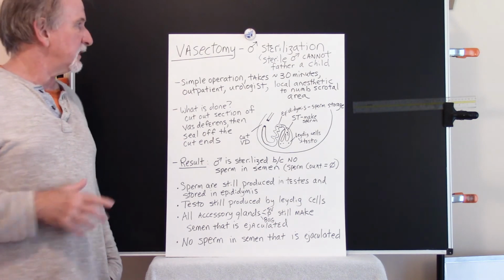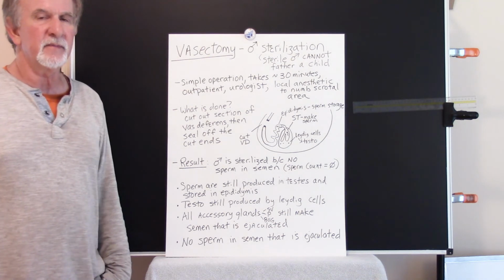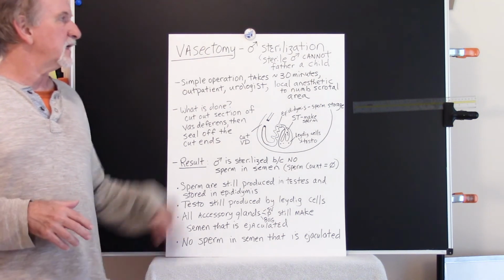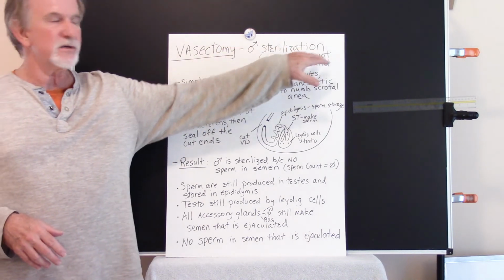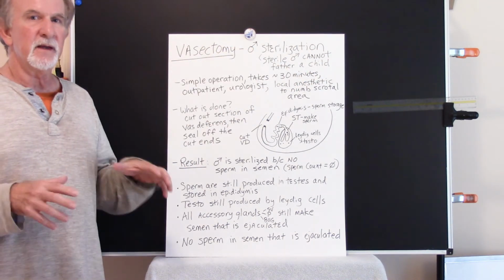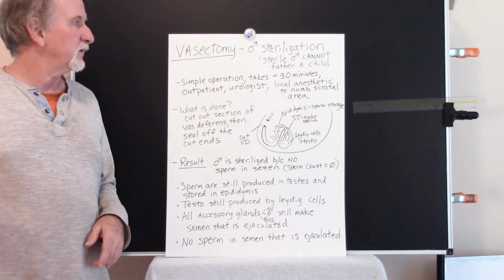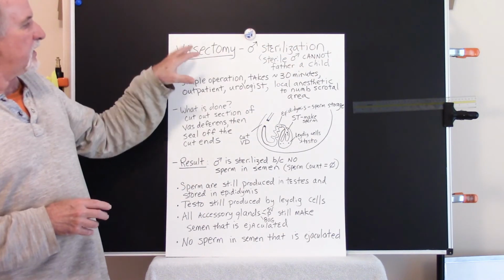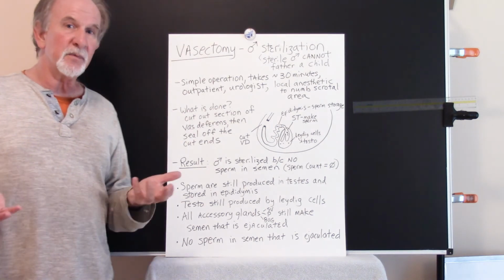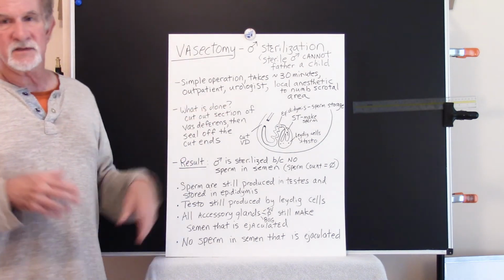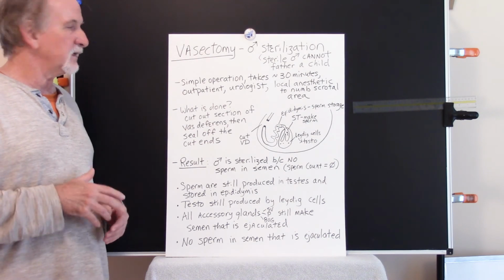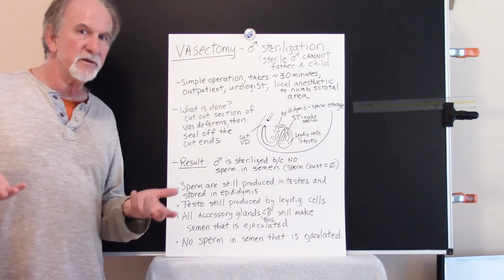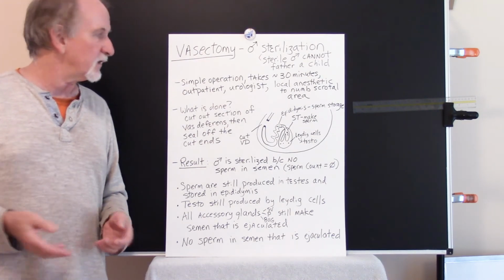So lastly, I'll tell you a little bit about vasectomy. Vasectomy is a male sterilization procedure. A sterile male is one who cannot father a child. So vasectomy is a relatively simple operation. It takes maybe 30 minutes. It's done on what's called an outpatient basis. In other words, you don't have to go to a hospital.